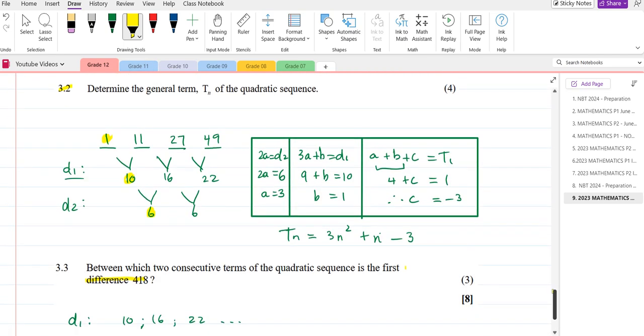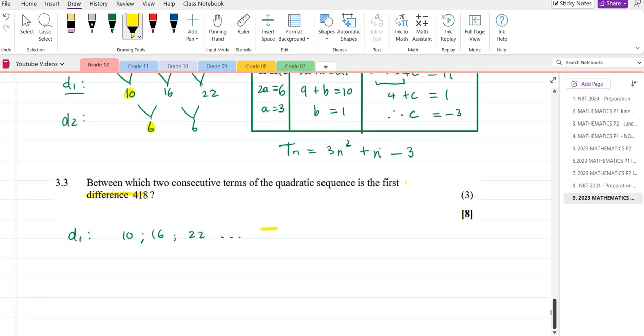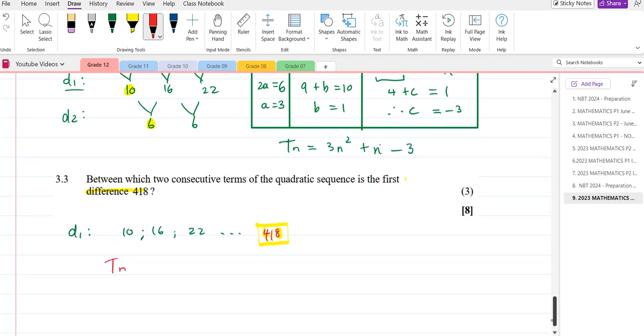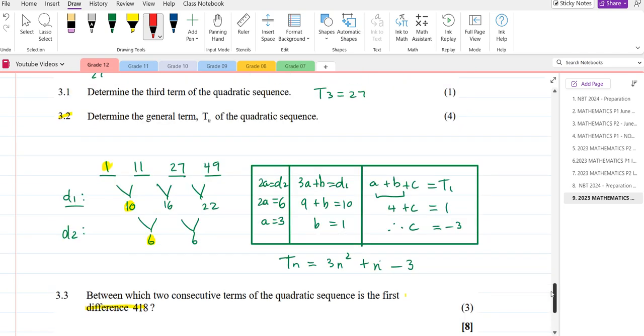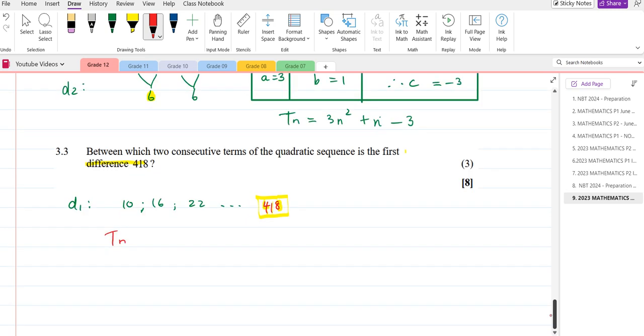So if we're looking at this pattern, between the third and the second term the first difference is 16. Between the fourth and third term the first difference is 22. Similarly, we want to know when the difference is equal to 418. So what we're going to do here is find Tn. We can say this is an arithmetic sequence now. Always in a quadratic sequence the first difference is arithmetic and the second difference is always a constant. So we're going to use the arithmetic formula, a plus n minus 1 d, and equate it to 418.